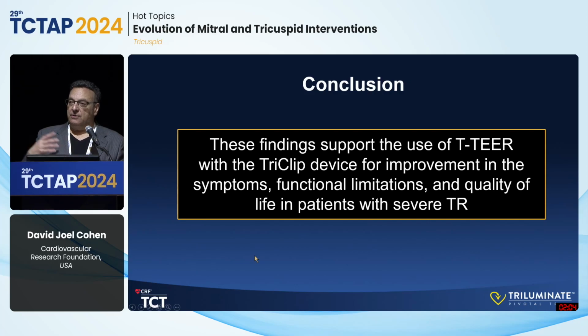So in conclusion, our belief is that these findings support the use of tricuspid TEER with the TriClip device for improvement in symptoms, functional limitations, and quality of life in patients with severe TR, and this is exactly what the FDA agreed with and is the indication for tricuspid TEER at this point.